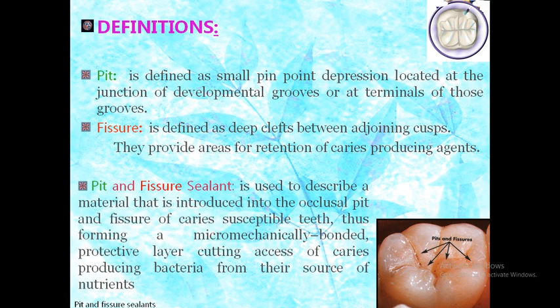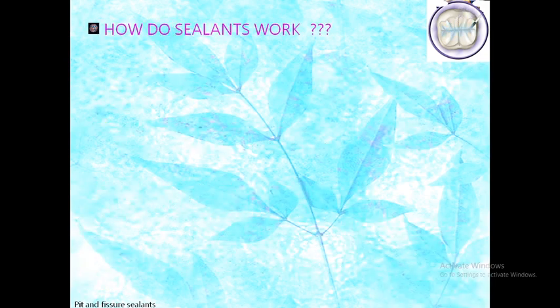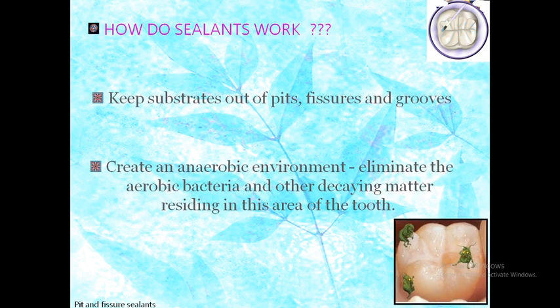As a whole, a pit and fissure sealant can be described as a material that is introduced into the occlusal pits and fissures of caries-susceptible teeth, thus forming a micromechanically bonded protective layer, cutting off access of caries-producing bacteria from the source of nutrients. Now coming to the mechanism, or how they work: sealants keep substances out of pits, fissures and grooves. They create an anaerobic environment that helps in elimination of aerobic bacteria and other decaying matter that resides in the area of the tooth.